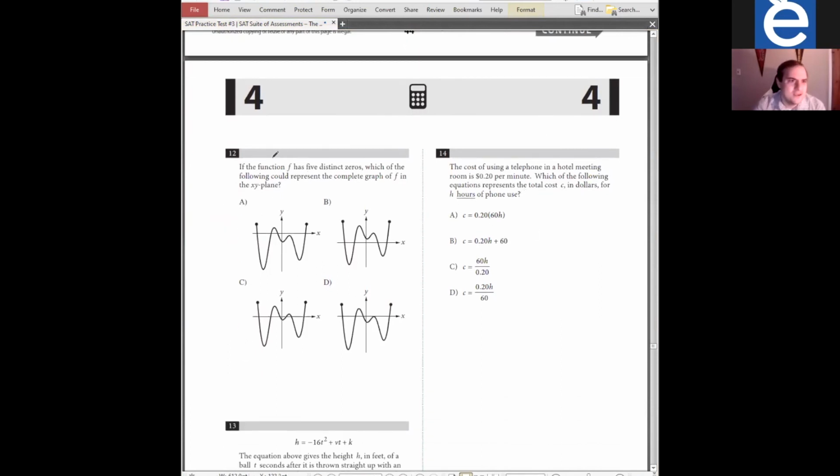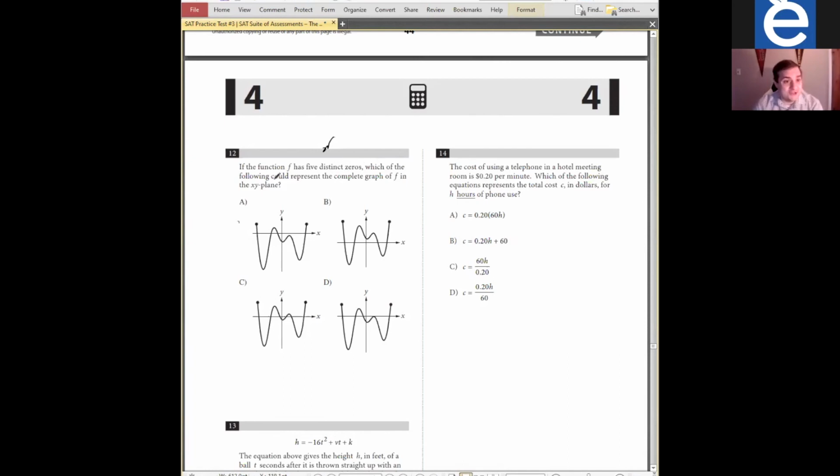12. If the function f has 5 distinct zeros. So what does that mean? If we're talking about a polynomial, if we're talking about one equation, not a system of equations, a 0 is where it crosses the x-axis. Actually, that doesn't make any sense in the context of a system for reasons I will not get into. But for this, all we need to know is that zeros mean where it hits the x-axis, right? Rather, how many times does it hit the x-axis?